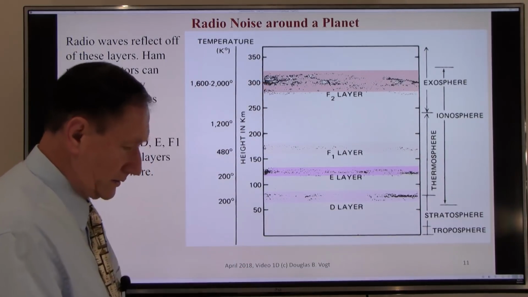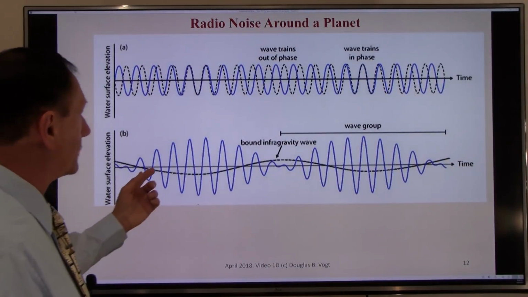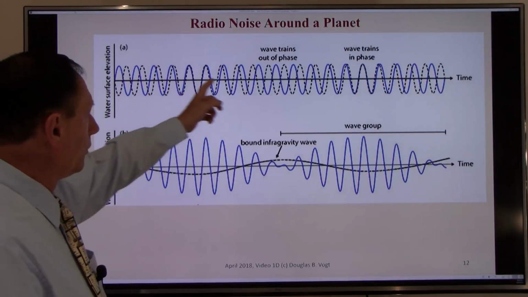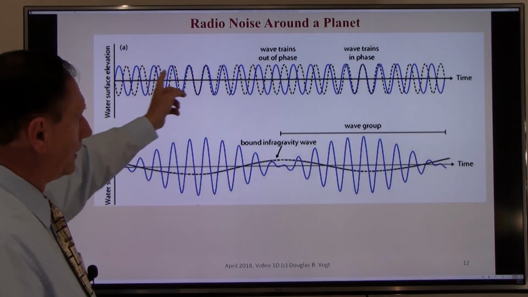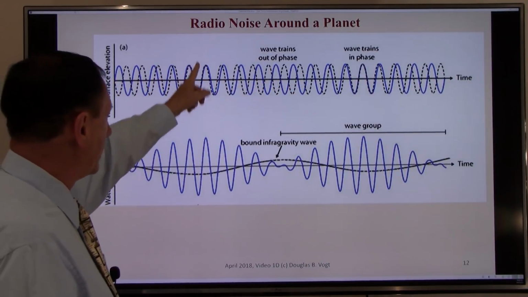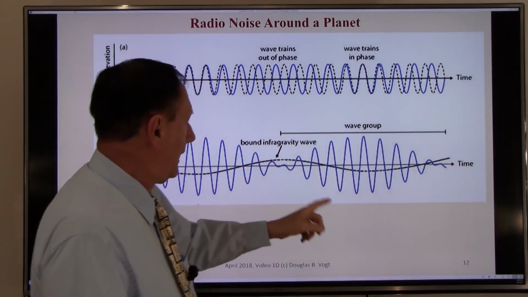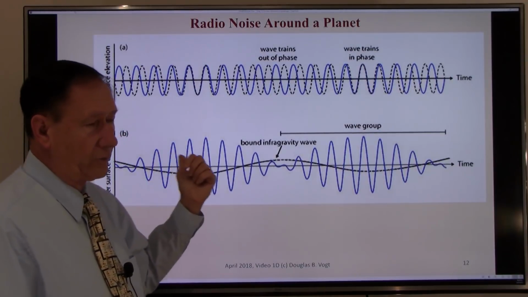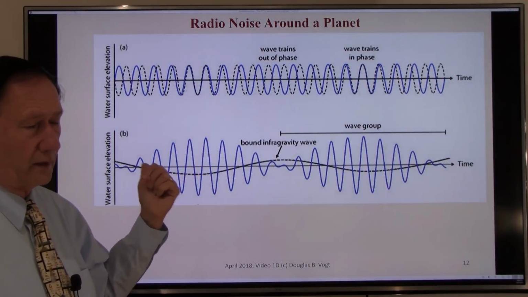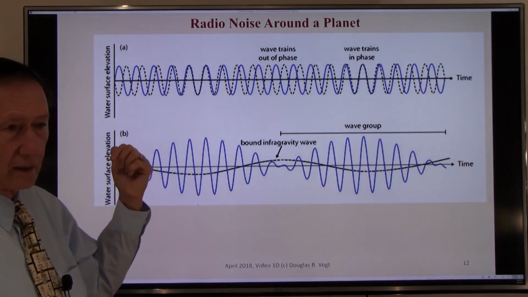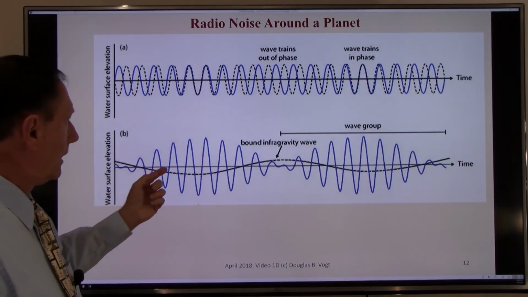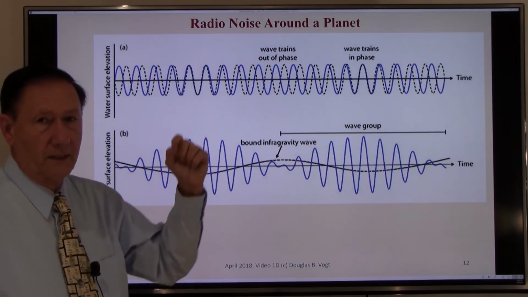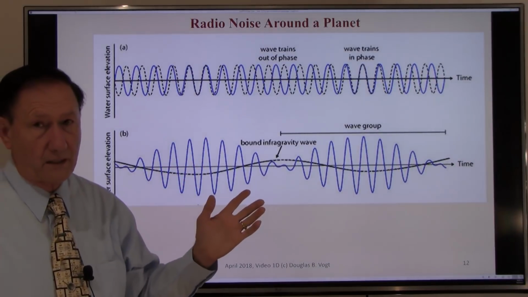Now, what causes this, I have an analogy, it's called group waves. When you have two or more frequencies together, sometimes they have beat frequencies, and it creates a group wave. So these group waves, that D, E, F1, and F2 ionosphere, let's just say layers in the atmosphere, I think is due to this, but this has to be transmitted from the center of the Earth, not from any place else.